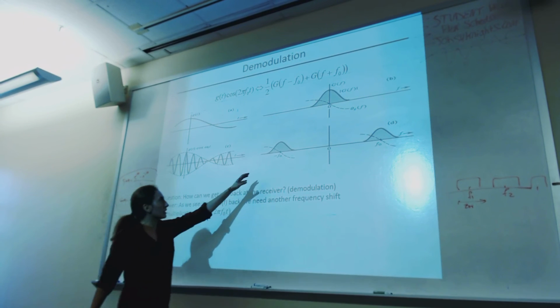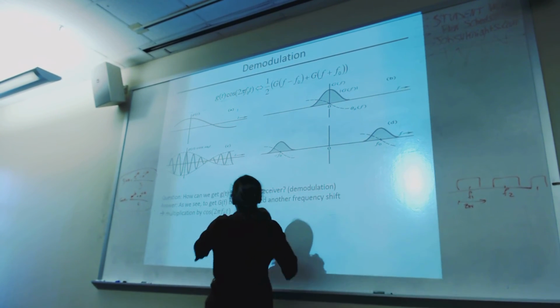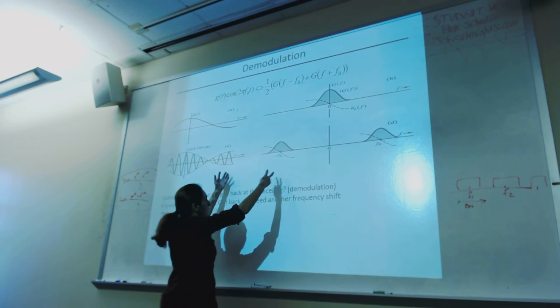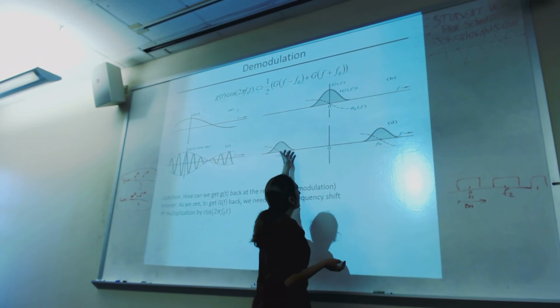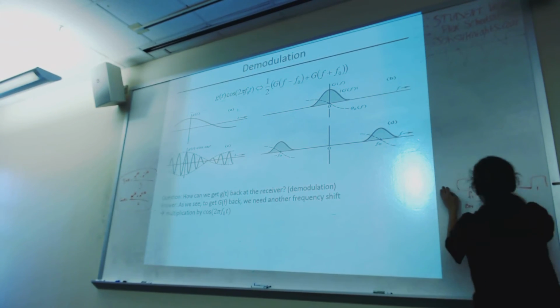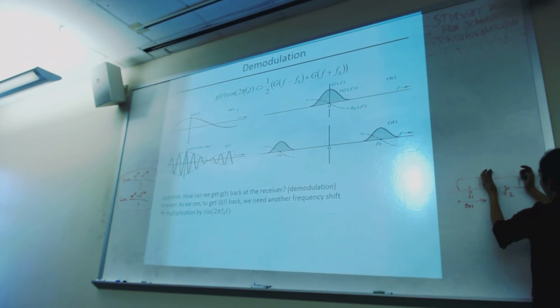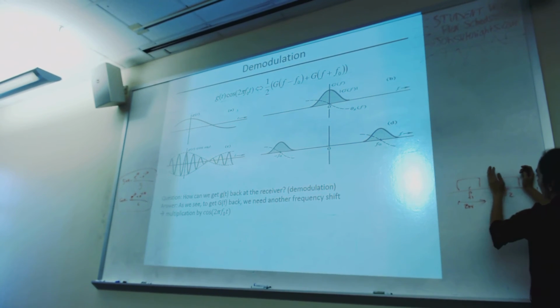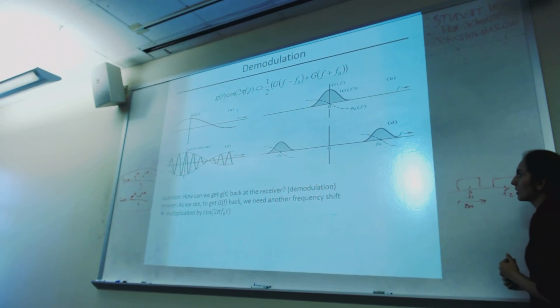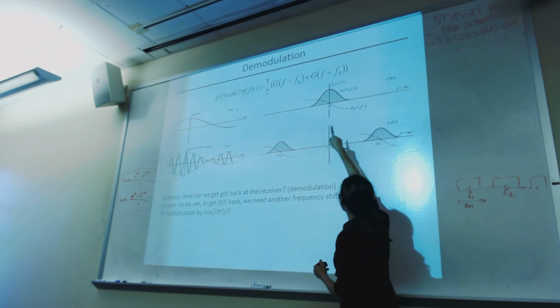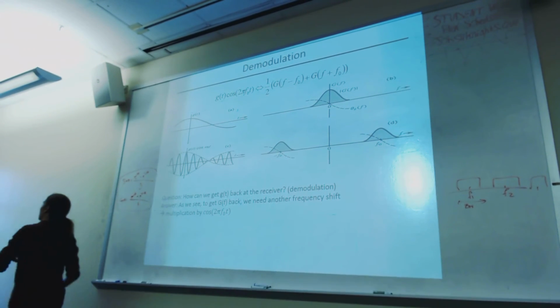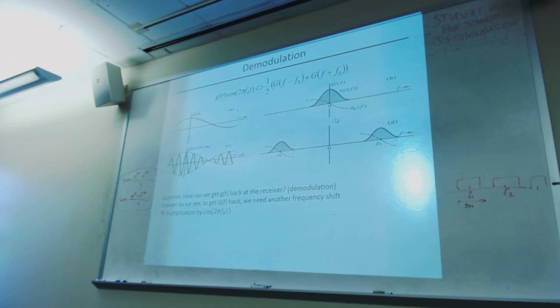If I give you this signal, whose frequency is like that, as I said, I put a filter and separate them. But still, what I have is something high frequency. How can I make it low frequency? How can I get that from this? Any idea? So I have to shift it, right?